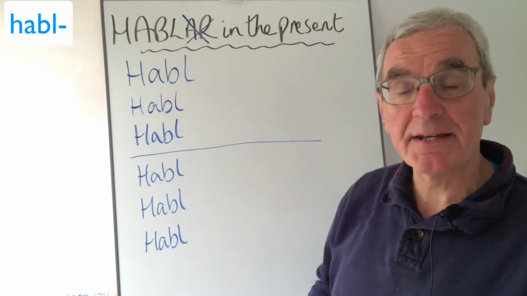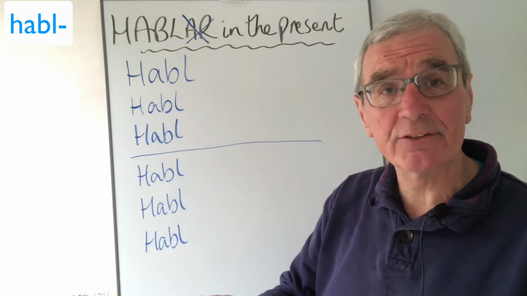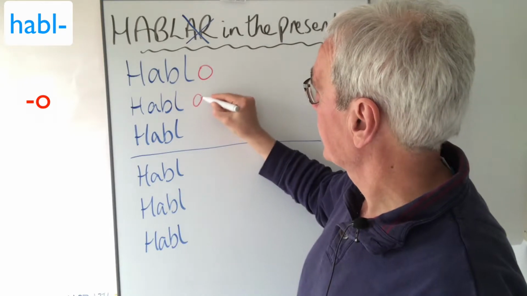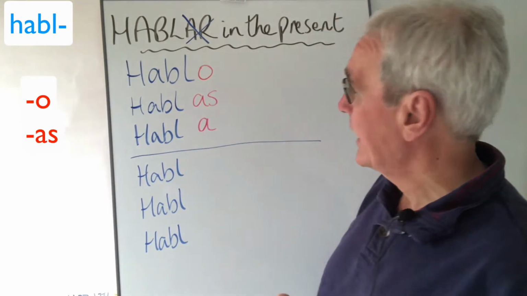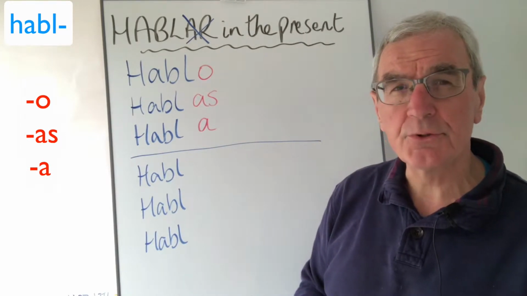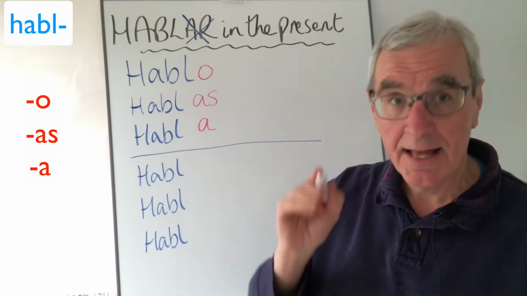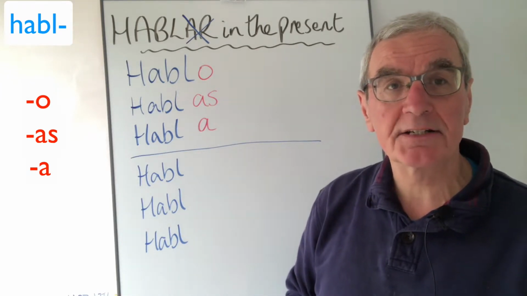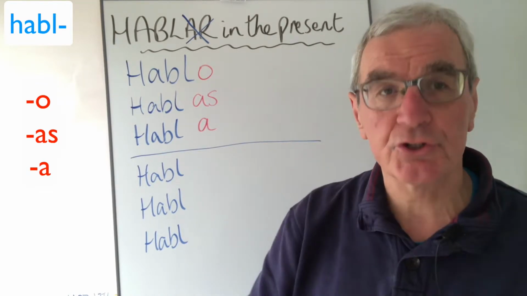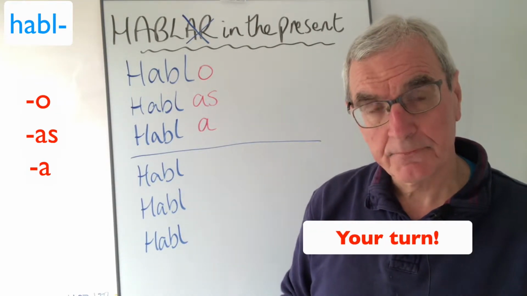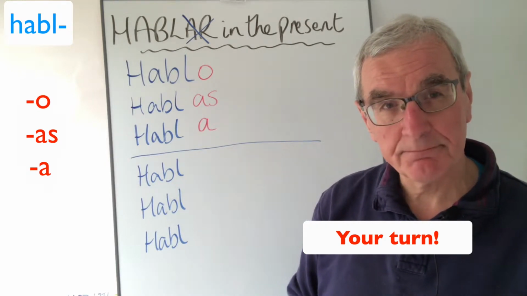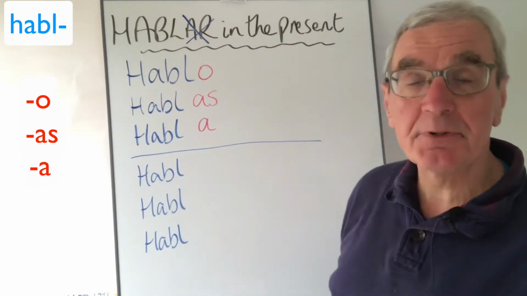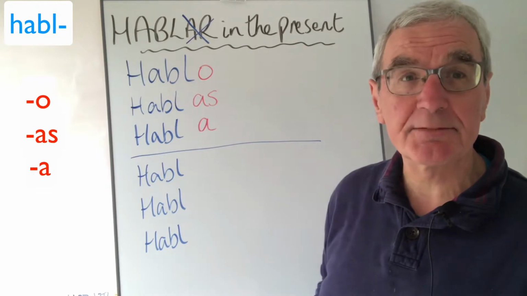Picking up my trusty red pen, I'm now going to add what we call the endings to the stems. Hablo, hablas, habla. Now what I'd like you to do is to actually repeat those for me. Hablo, hablas, habla. Okay, off you go, your turn. Fantastic, great pronunciation. I can see that nobody's saying the H at the beginning. Drop the H's in Spanish.